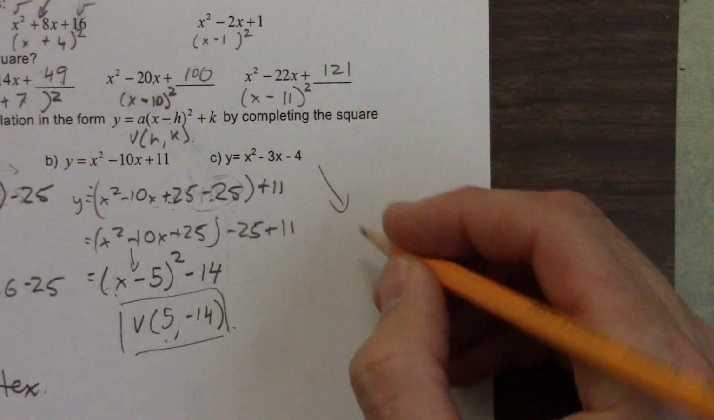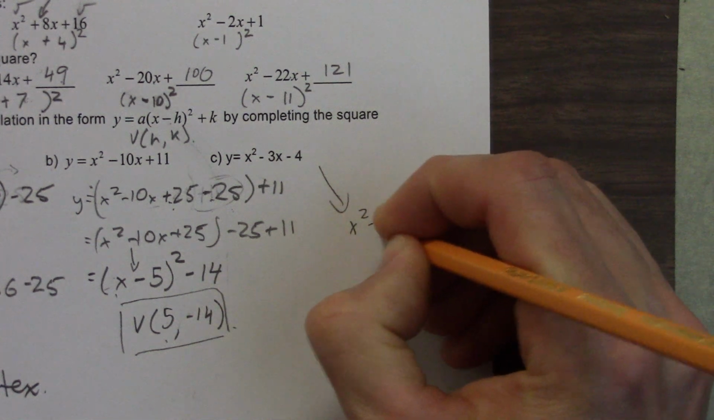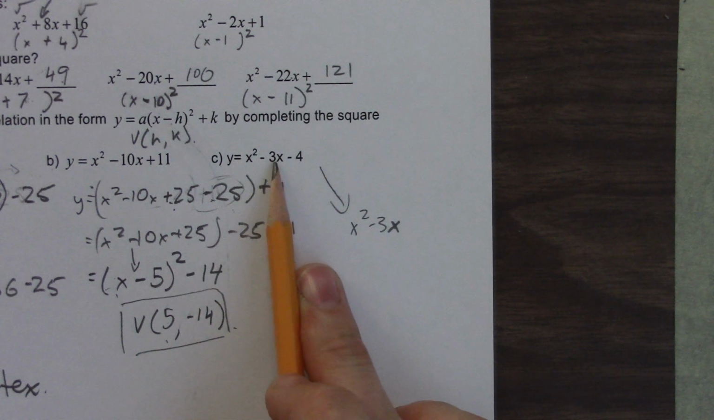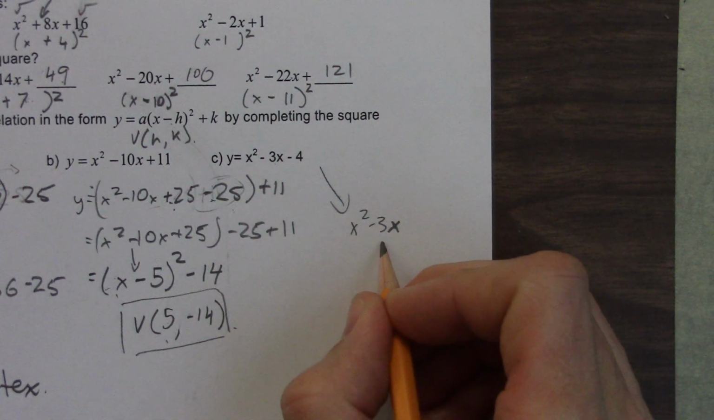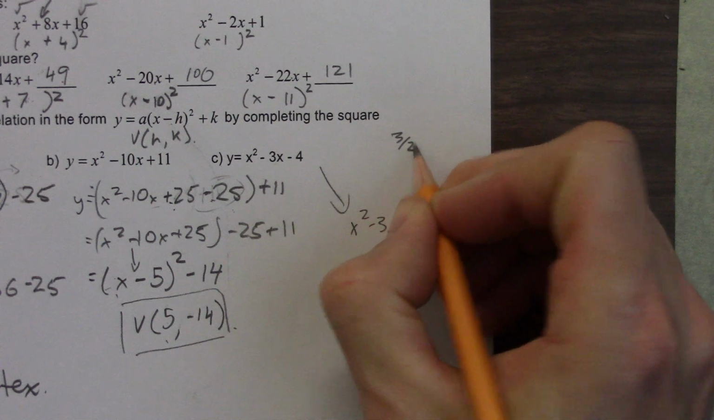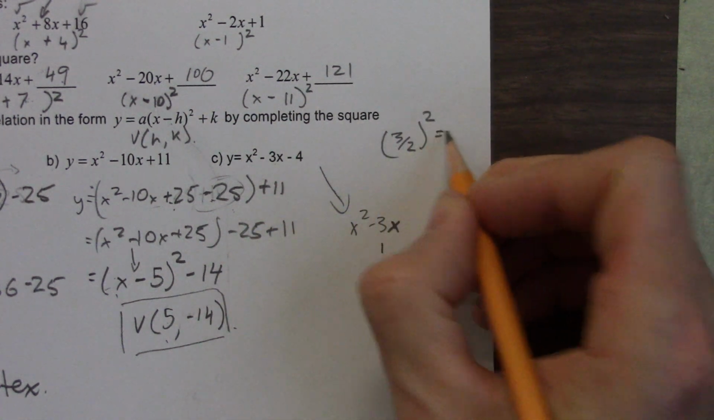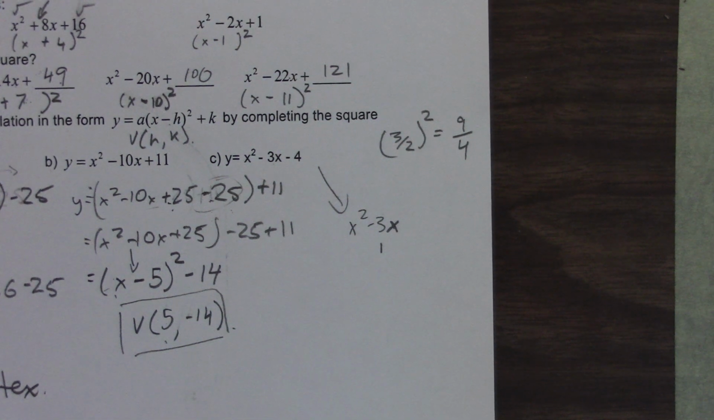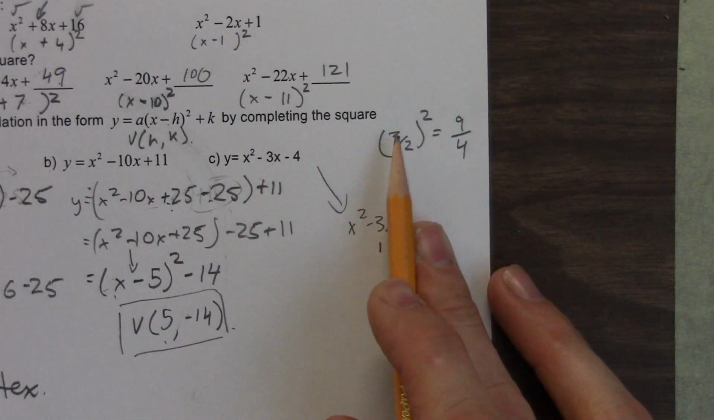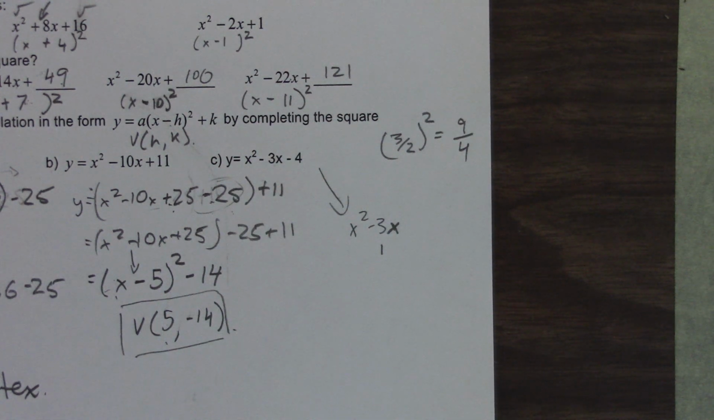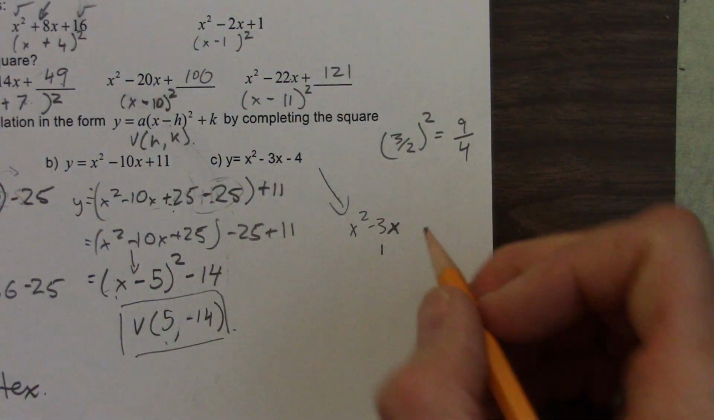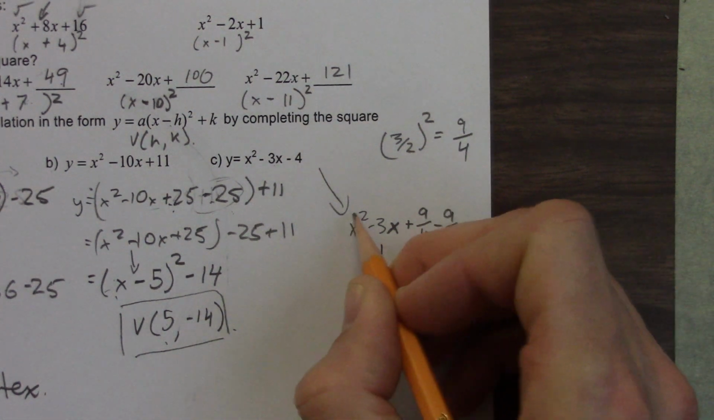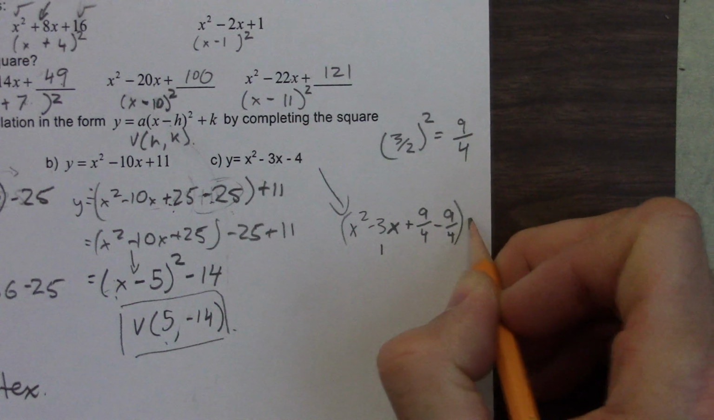Okay, let's go a little bit quicker. So we have x squared minus 3x. Now we need to find a number that is half the middle term squared, right? So 3 divided by 2 squared. That is going to be 9 over 4. Does everyone understand that? When you have a fraction that's squared, you square the top and square the bottom. You got to know that. So we're going to add 9 over 4, and we're going to subtract 9 over 4. And all of that stays in a bracket, minus 4.